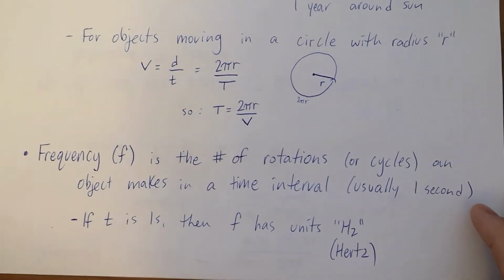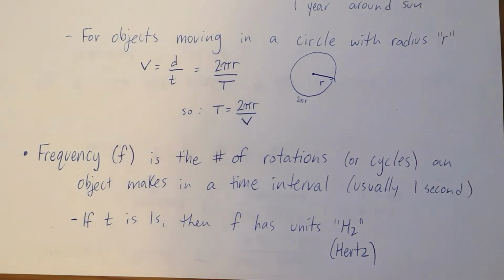Okay, it's the number of rotations or cycles an object makes in a time interval. Usually you limit that interval to 1 second, and when you do, when the time is in 1 second, then the frequency has units called hertz. Symbol is Hz.